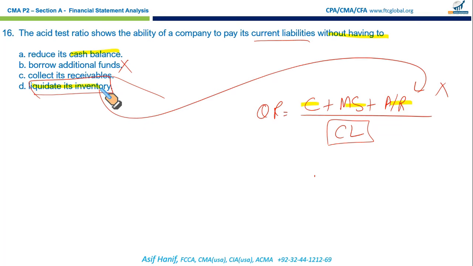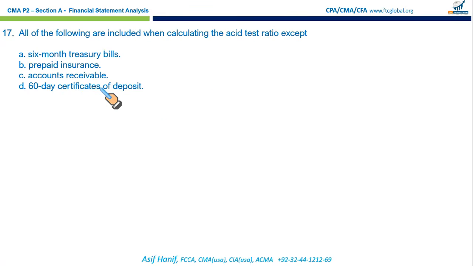Quick ratio excludes stock or inventory because it shows you how well a company can meet short-term debts without selling your stock in trade or inventory figures. Next, short question again. All of the following are included when calculating the asset test ratio, except what is not included.